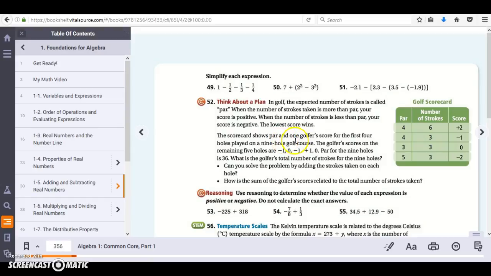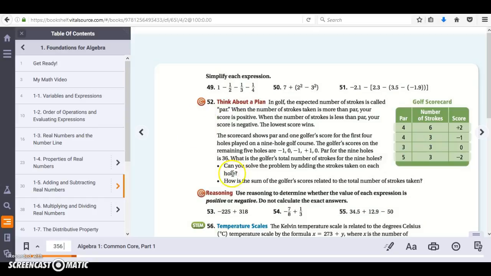shows par and one golfer's score for the first 4 holes played on a 9-hole golf course. The golfer's scores on the remaining 5 holes are -1, 0, -1, +1, and 0. Par for the 9 holes is 36. What is the golfer's total number of strokes for the 9 holes?